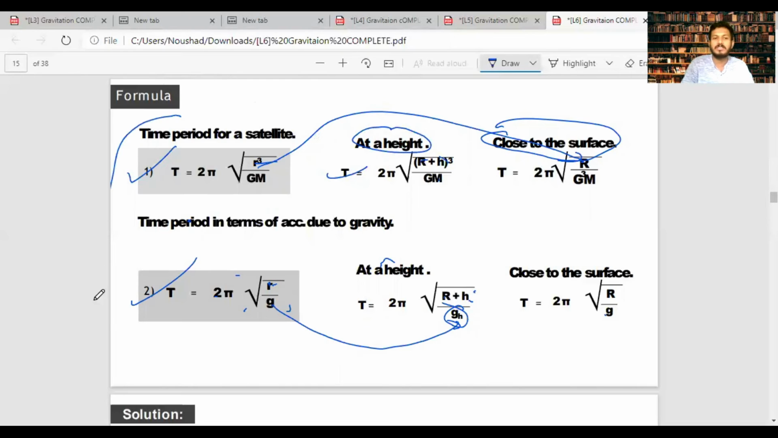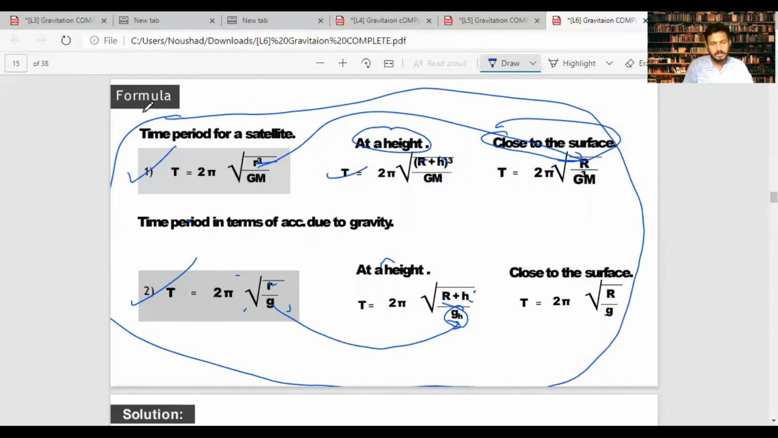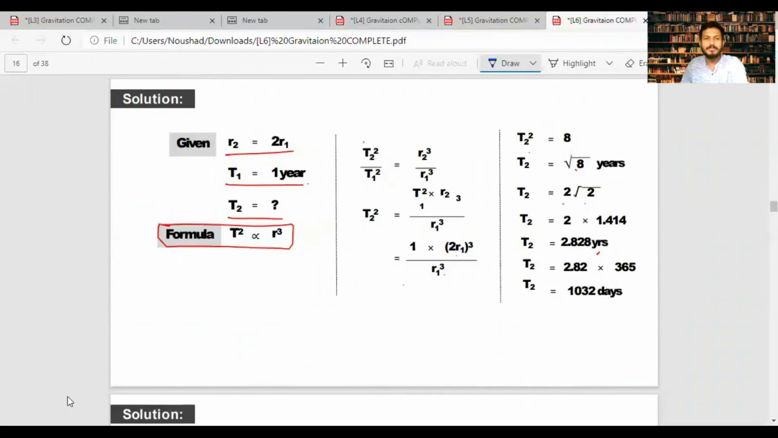These 6 equations are very important. Pause the video and note them down. You can solve every entrance question from this part by using these equations.